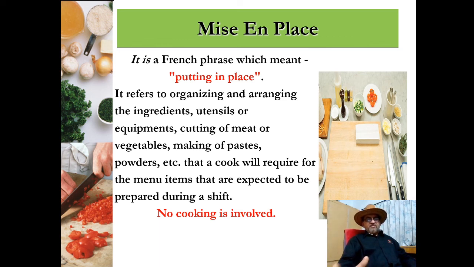Before we begin cooking, we have to do mise en place. What is mise en place? Mise en place means putting in place. Make in place. Mise en place. Put in place. It refers to organizing and arranging the ingredients, utensils or equipment, cutting of meat or vegetables, making of pastes, powders, etc., that you will require when you cook food. However, in mise en place, minimal or no cooking is involved.